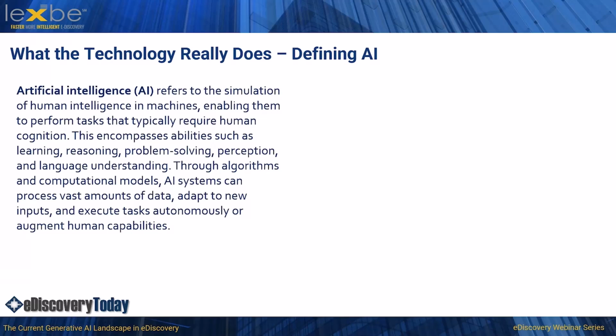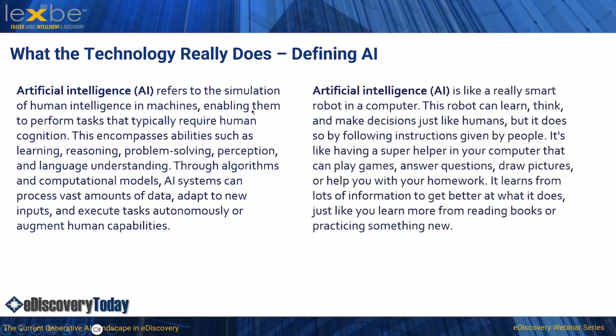Well, that's a pretty intense definition. So how about we try this one? AI is like a really smart robot in a computer. This robot can learn, think, and make decisions just like humans, but it does so by following instructions given by people. It's like having a super helper in your computer that can play games, answer questions, draw pictures, or help you with your homework. It learns from lots of information to get better at what it does, just as you learn more from reading books or practicing something new. Well, that's a lot simpler, right?